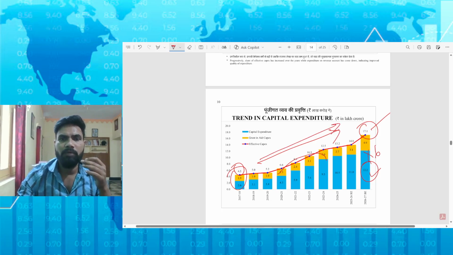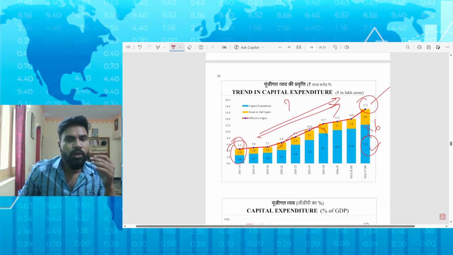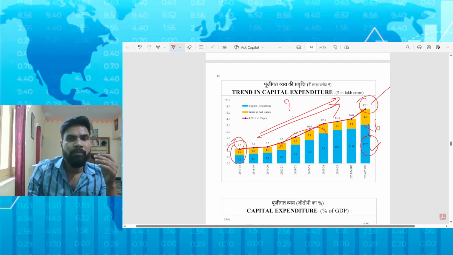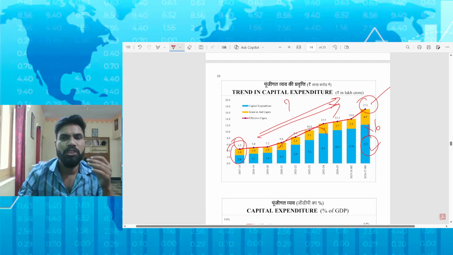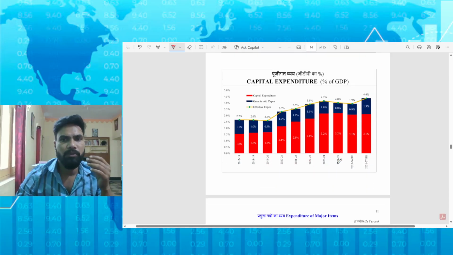But one question you have to ask here is, is it sufficient? That is the question. The answer will be no, it's not sufficient. For a country of 140 crore people, we are spending 12 lakh crore rupees as capital expenditure, which is very short of the required.